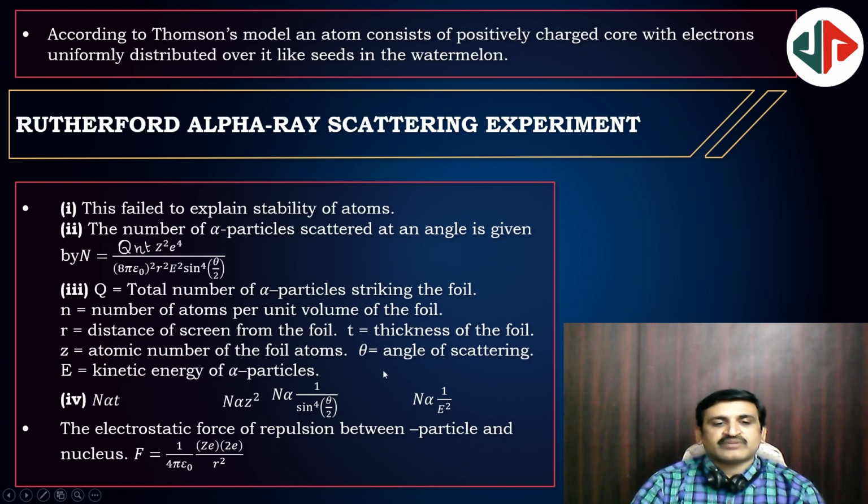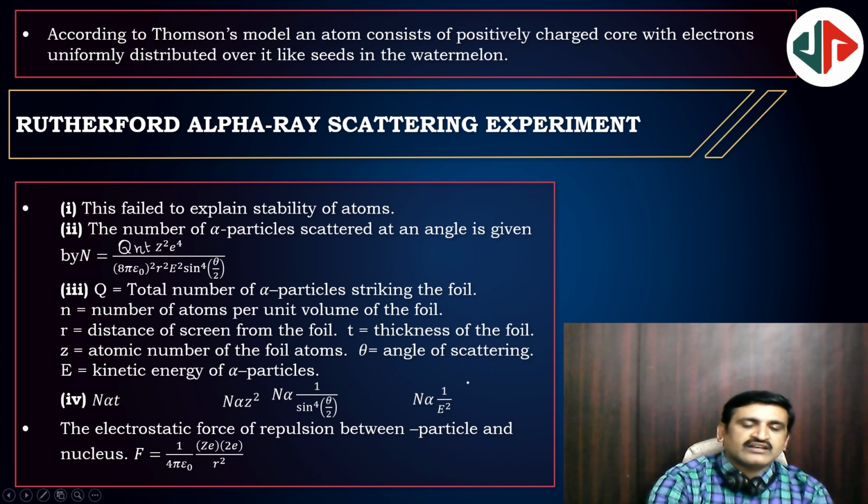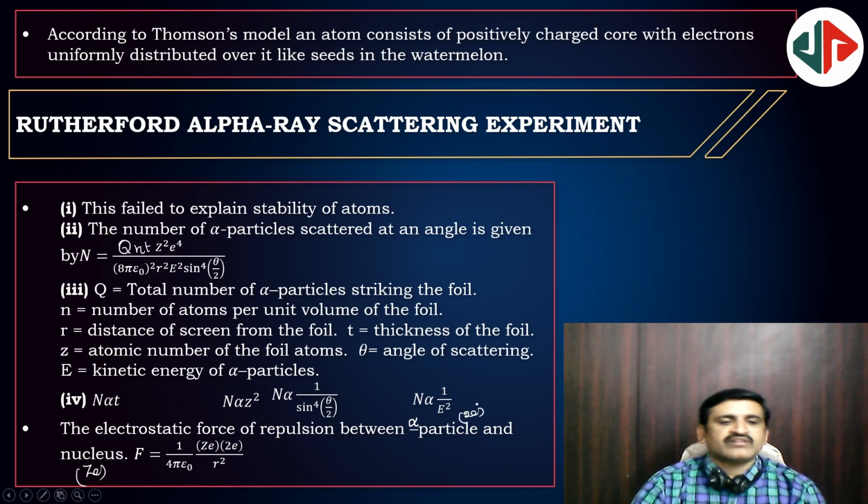Electrostatic force of repulsion between alpha particle and nucleus, F is equal to 1 by 4 pi epsilon naught, Ze into 2e by R square. What is this? Electrostatic force of repulsion between alpha particle and the nucleus. Nucleus of charge Ze, and alpha particle charge 2e. So the force of repulsion between them is this one.